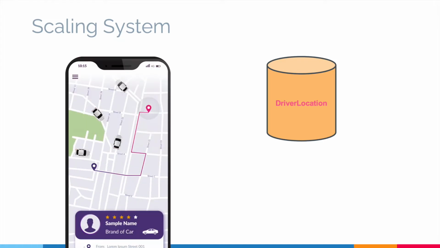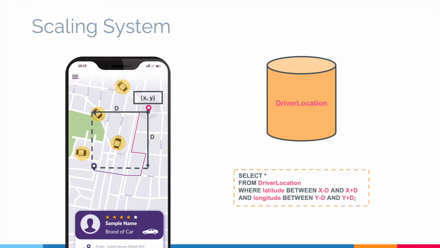Now, to find all nearby drivers of a passenger's location, say X, Y coordinates, and if we're searching in a radius of say D, we can query the DB like: select all from driver location where latitude between X minus D and X plus D, and longitude between Y minus D and Y plus D.